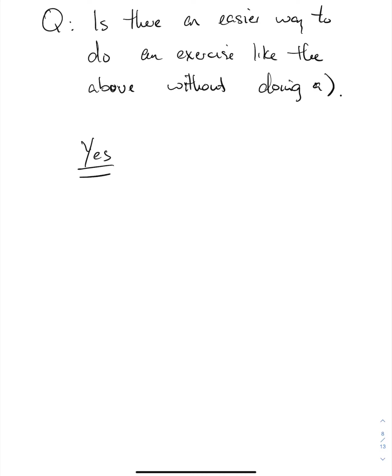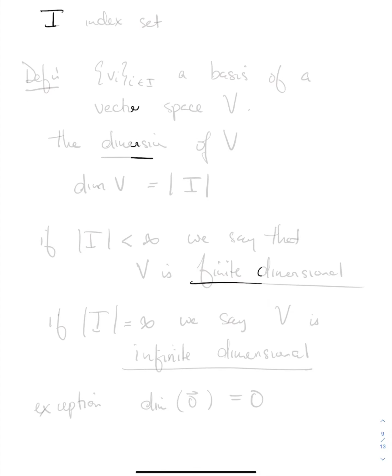But in order to get there, we do need to introduce one more idea. Let's talk about dimension. Say I is an index set. Definition. Say you've got some collection of vectors {v_i} that is a basis of a vector space V. As in, the v_i's are vectors in the vector space, the v_i's span V, and the v_i's themselves are linearly independent to each other.